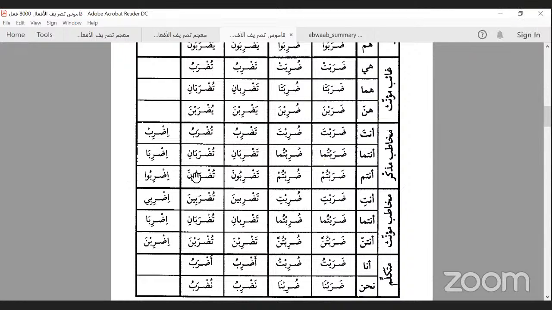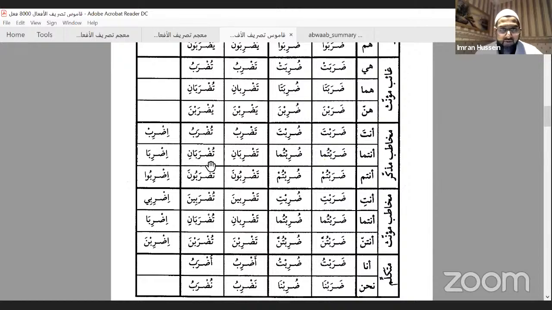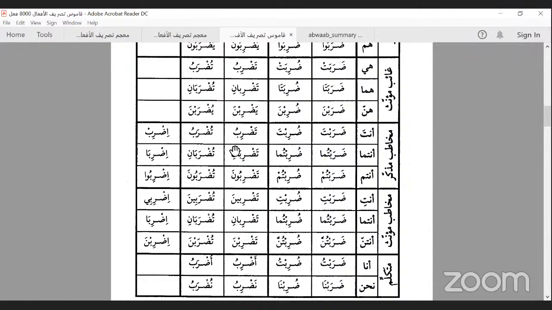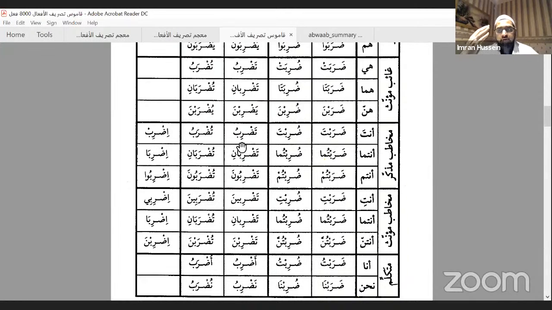Okay, so the imperatives, which is the order given to the person in front of you, is called an amr. The order is made from the second person, the mukhatab forms, the addressee. So they're made from tadribu, tadribani, tadribuna, tadribina, tadribani, and tadribna. These are the six forms from which the imperative is made.